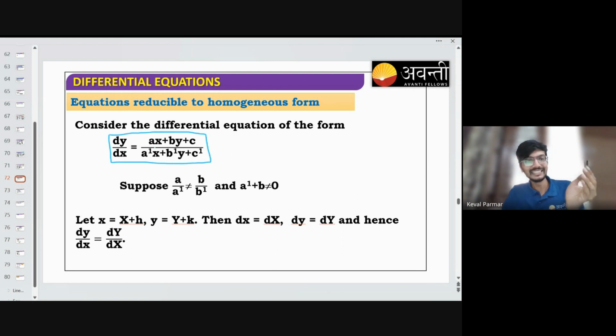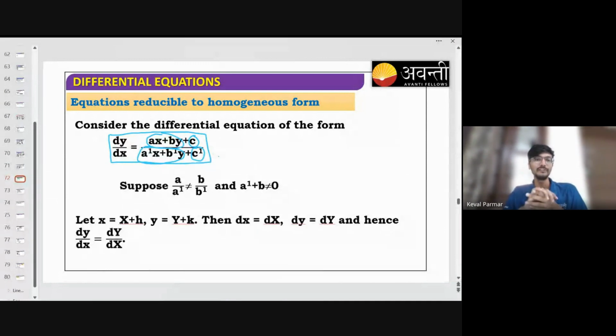This is basically linear upon linear form, right? Obviously, this is not homogeneous because this is a constant term. These both are constant terms, and constant terms have degree 0. Terms ax plus by have degree 1. So this is not homogeneous because the degrees are not matching.